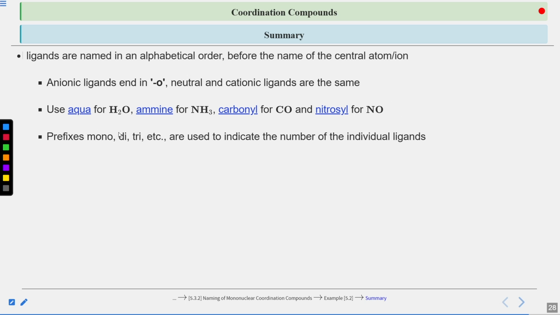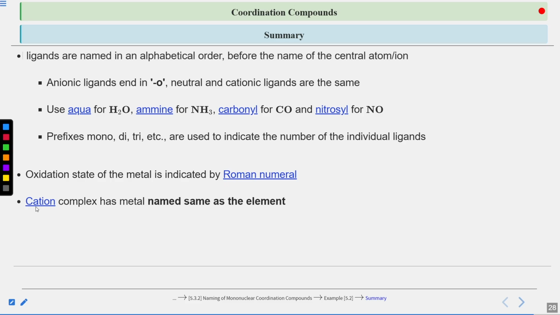Prefixes like mono, di, or tri are used to indicate the number of individual ligands present in our coordination compounds. The oxidation state of the metal is indicated by a Roman numeral. A cationic complex has the metal name the same as the element. If the complex is cationic, then the name of the metal is the same while naming. If the complex is anionic, then the name of the metal ends with the suffix ate, like cobalt will be written as cobaltate.